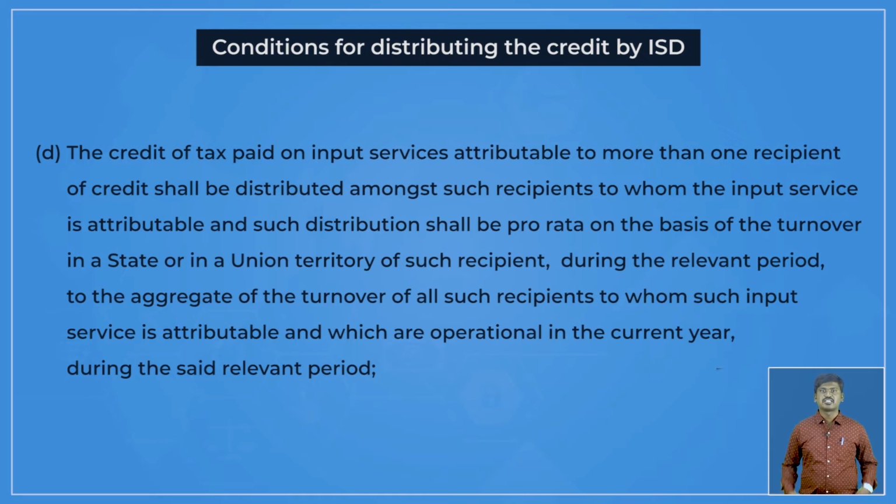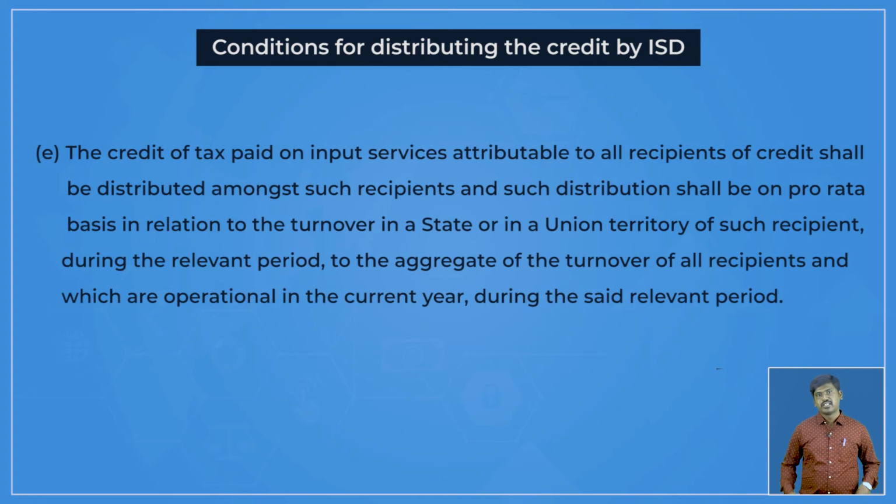Number 4, the credit of tax paid on input services attributable to more than one recipient of credit shall be distributed amongst such recipients to whom the input service is attributable, and such distribution shall be pro rata on the basis of the turnover in a state or in a union territory of such recipient during the relevant period, to the aggregate of the turnover of all such recipients to whom such input service is attributable and which are operational in the current year during the said relevant period.